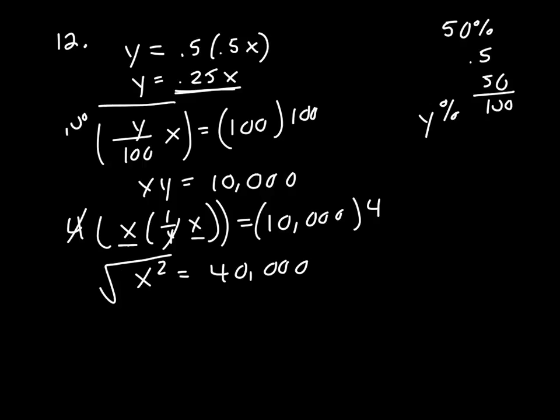And then take the square root of both sides. Normally the square root will give you a plus or minus, but it tells me in the wording that everything's positive. So we're just looking for the positive answers. That's going to be x equals the square root of 40,000. Well, that's 200. So there's your answer.